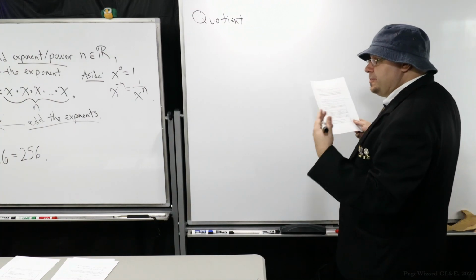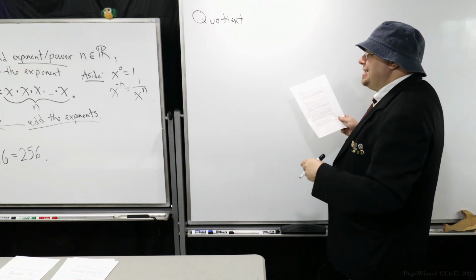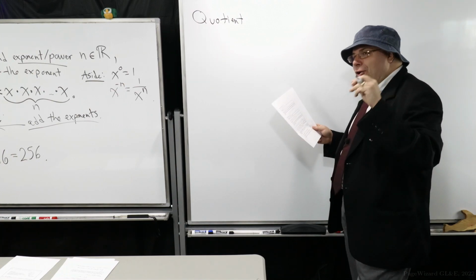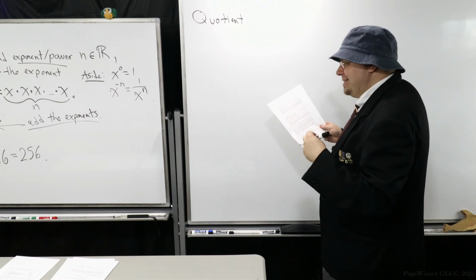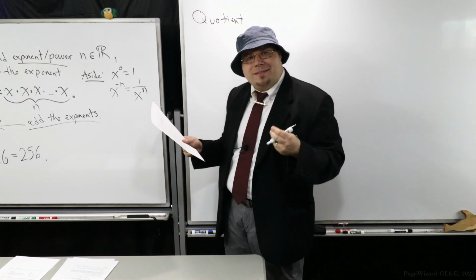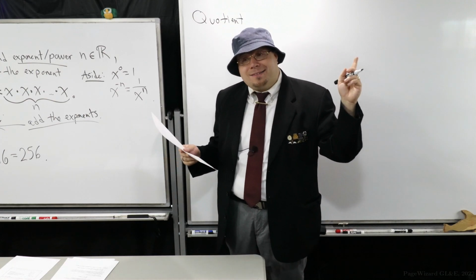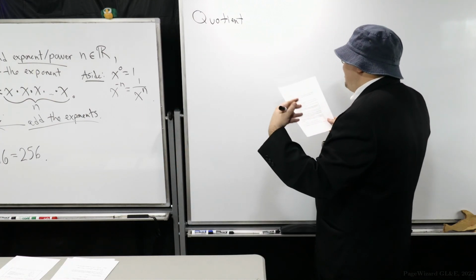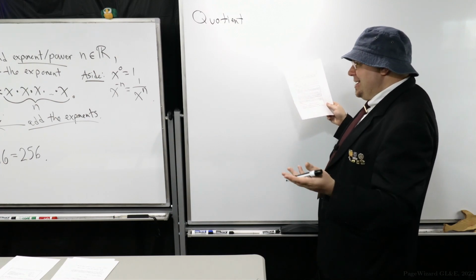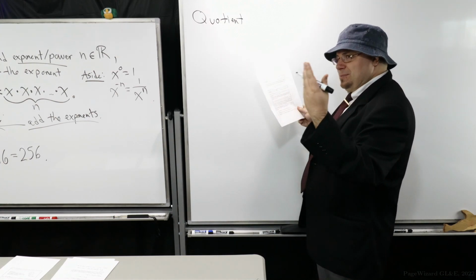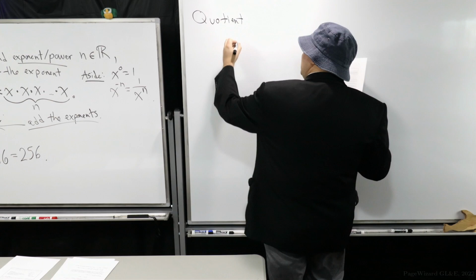This shouldn't surprise you, because if you know that 1 over x to the n, for example, is x to the power of minus n, right? So it shouldn't be very surprising that instead of adding, you end up subtracting. You get a difference.